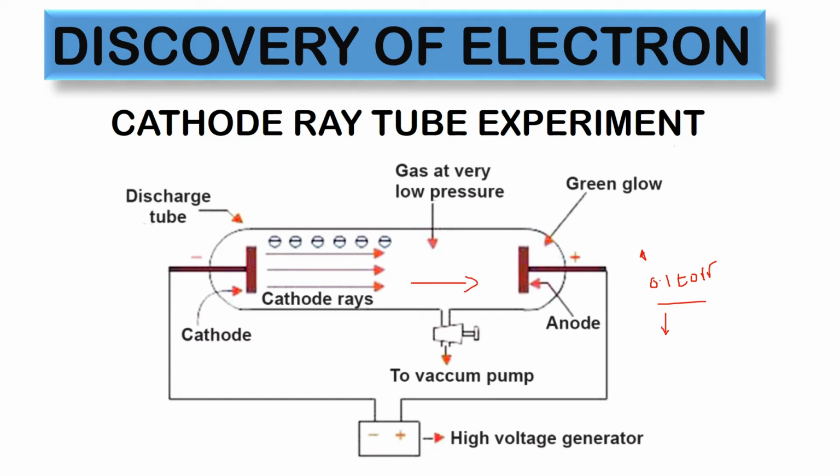These rays were called by J.J. Thomson the cathode rays, because they originate from the cathode and travel towards the anode. That is why they were named cathode rays. And because they are attracted towards the anode, which is the positively charged terminal of the battery or a positively charged electrode, J.J. Thomson concluded that these are negatively charged rays. These rays were called electrons by Stoney later on.